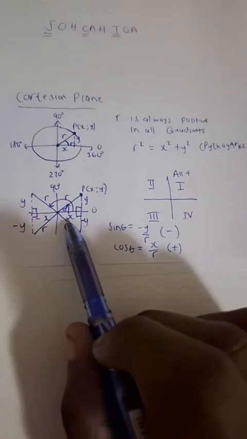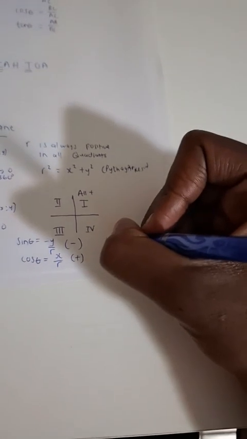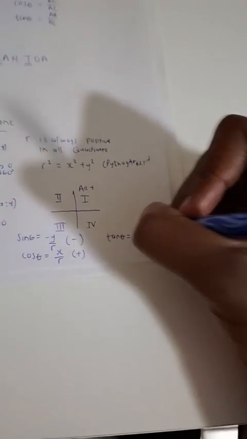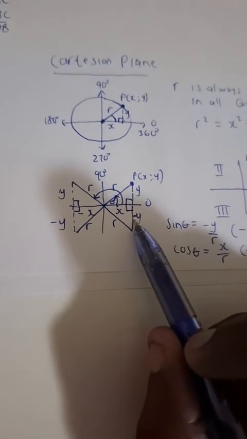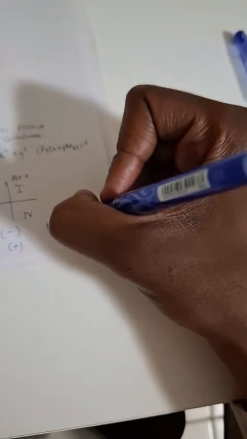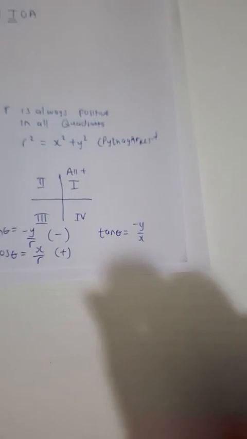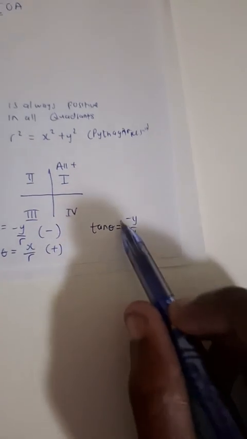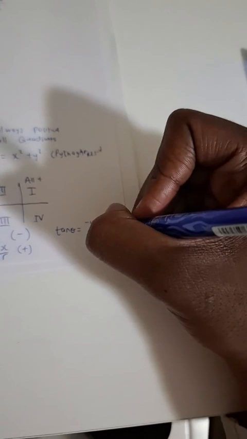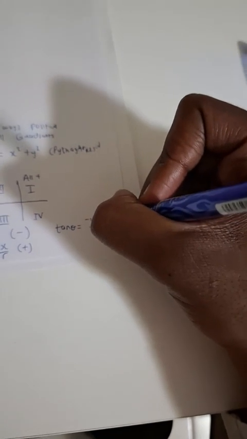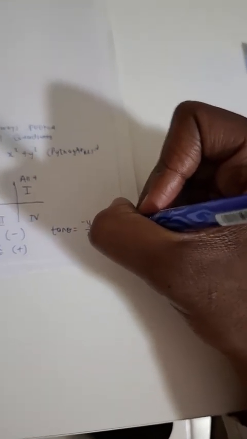Then last but not least, what about tan? Tan theta is equal to opposite over adjacent. In other words, negative y over x. Not a negative divided by a positive, it is actually a negative. So that means tan in the fourth quadrant is negative.